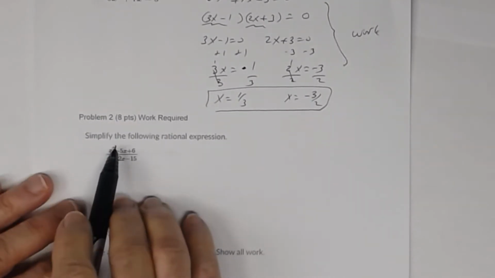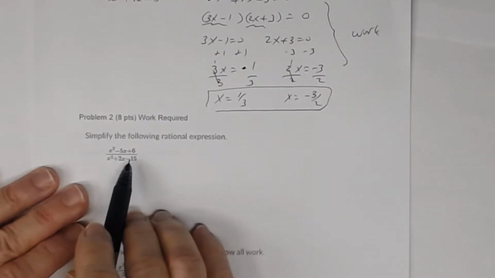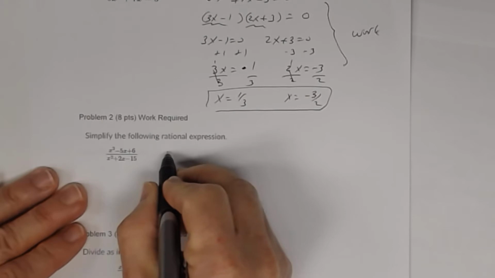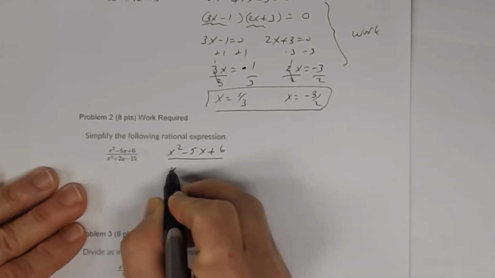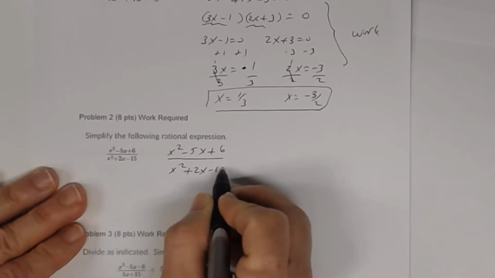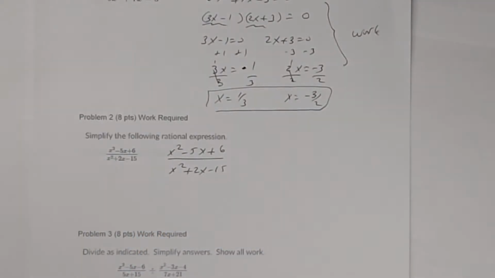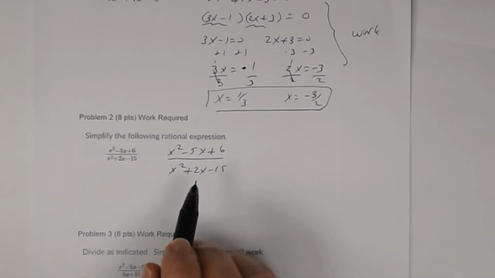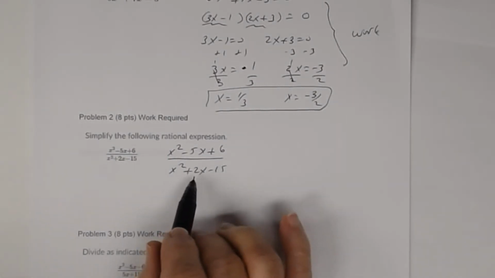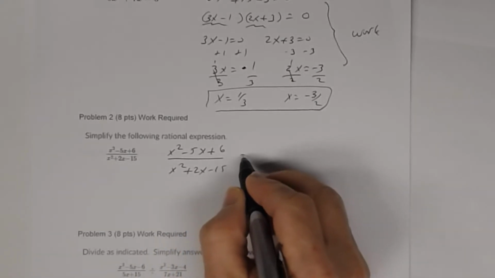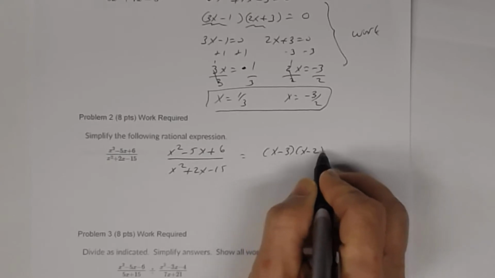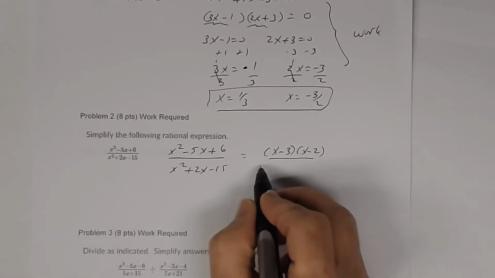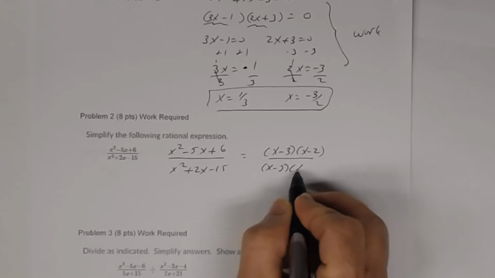All right, in number 2, you want to simplify the rational expression. Let me go ahead and rewrite this better. So my rational expression is x squared minus 5x plus 6 divided by x squared plus 2x minus 15. So in simplifying a rational expression, you want to first of all make sure you factor the numerator and factor the denominator if possible. And both of those are factorable. So when I factor this, I'm going to get x minus 3 times x minus 2 as the numerator. The denominator is going to be x minus 3 times x plus 5.